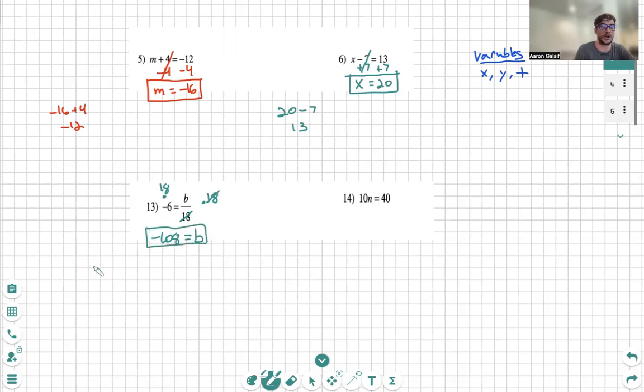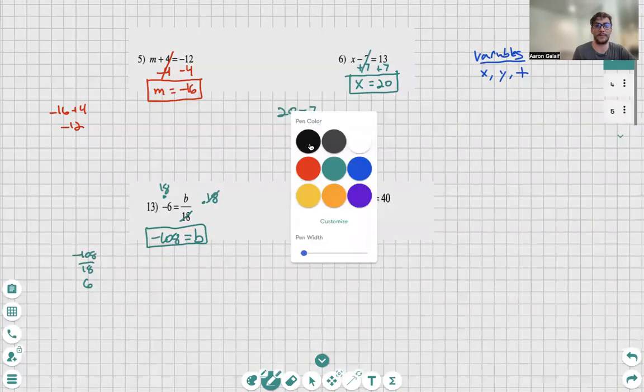Very straightforward. Let's double check. Negative 108 divided by 18. That is indeed equal to negative 6. So our answer is correct. Let's do one more problem and call it.